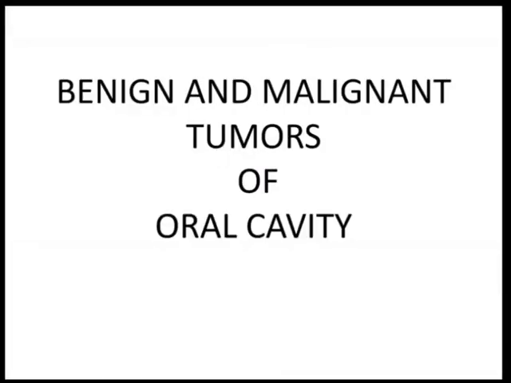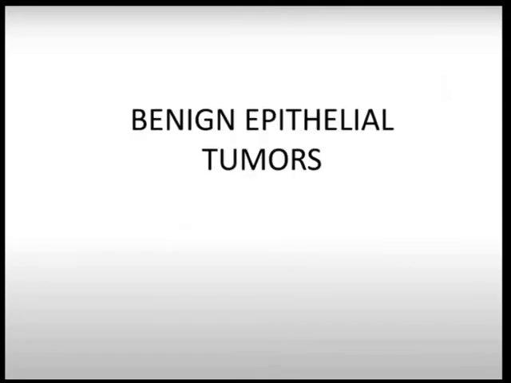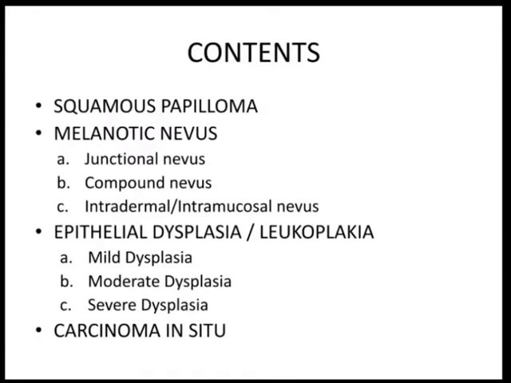So today's topic is benign and malignant tumors of oral cavity. Starting with the benign epithelial tumors, first we should know what are the contents I'm going to teach today. That is squamous papilloma, melanotic nevus. It's again classified into junctional nevus, compound nevus, intradermal or intramucosal nevus. These are the histological classification. Followed by epithelial dysplasia, also known as leukoplakia clinically. It's once again classified into mild dysplasia, moderate dysplasia and severe dysplasia. The last one is carcinoma in situ.